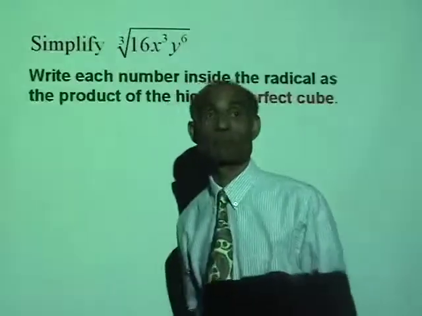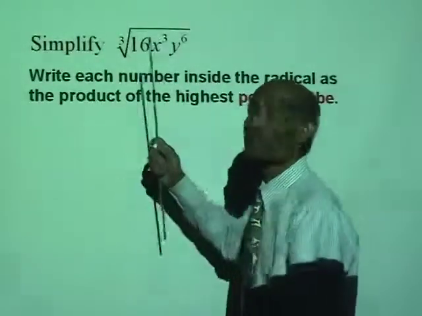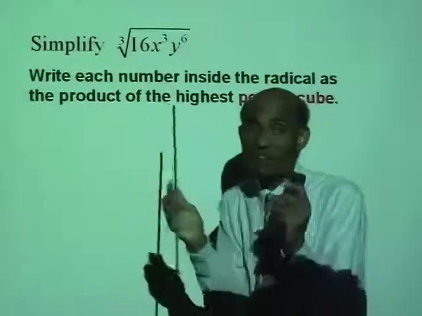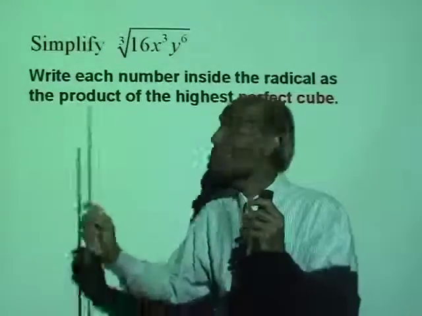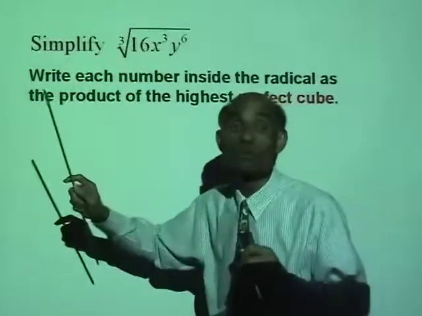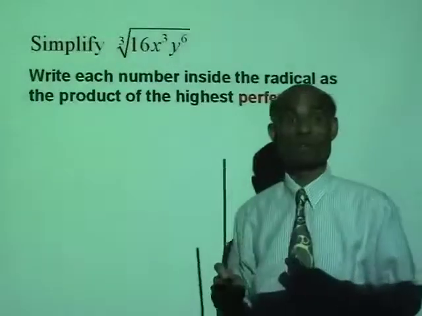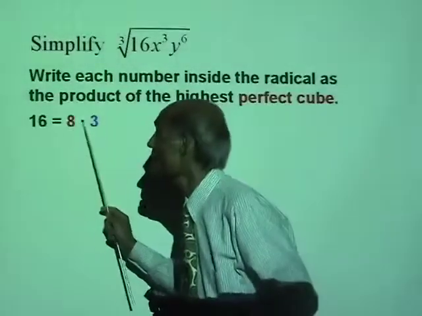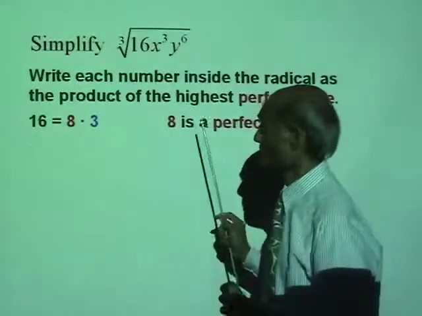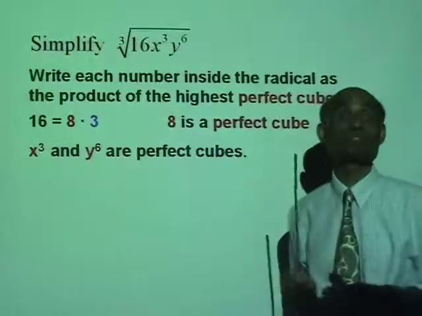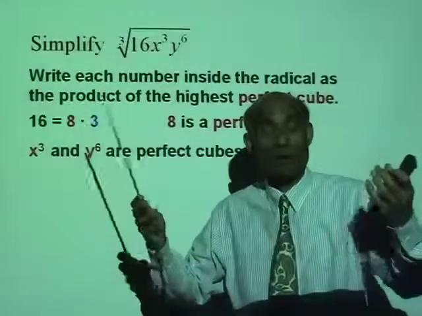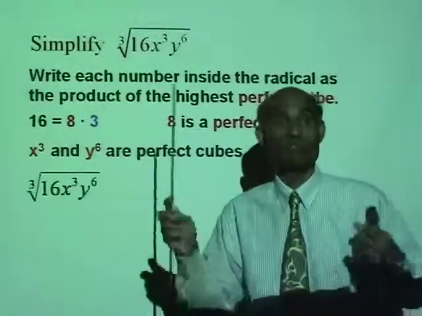Okay, let's write that down. Now this is the first step that we do always. Write each number inside the radical as the product of the highest perfect cube this time. Because we are looking for the cube root, we must look for the perfect cube. Alright, 16 is 8 times 2. 8 is a perfect cube. X cubed and y to the 6th are perfect cubes, so you don't need to do anything to them. They are, by their own right, perfect cubes.